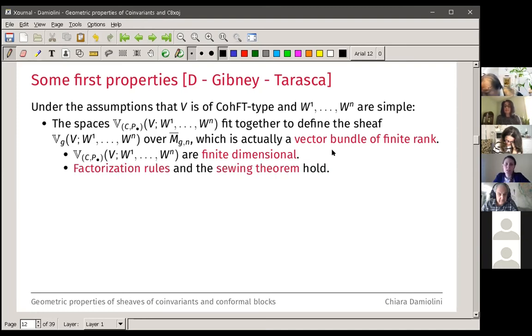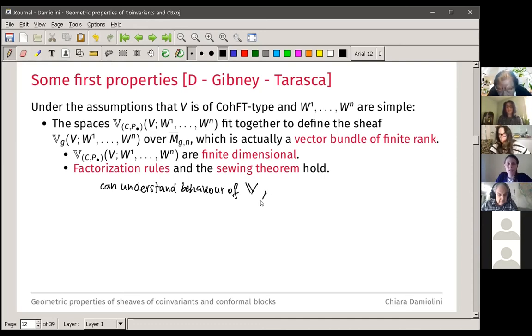The fact that they are vector bundles is a consequence of the Sewing theorem, which is a refined version of factorization rules, which essentially tells us that we can understand the behavior of these sheaves over a nodal curve, of the space over a nodal curve, using the behavior of the normalization.